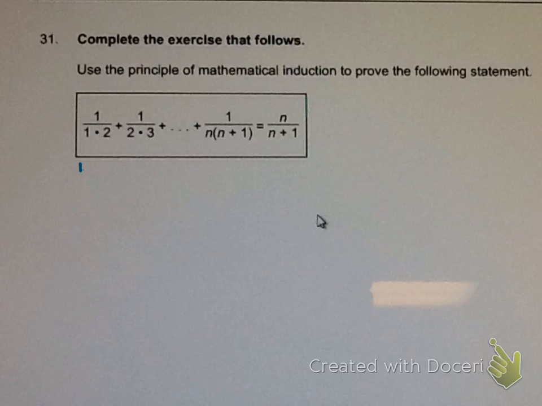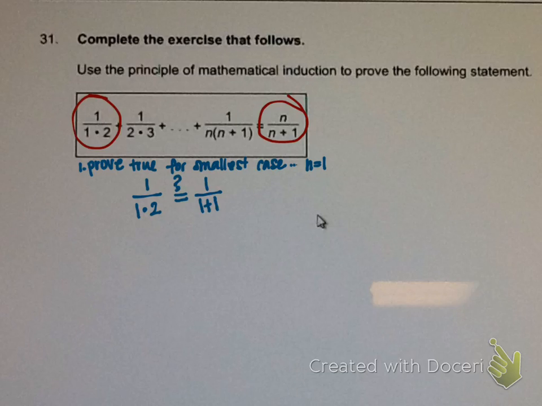Okay, we're going to do mathematical induction. There's basically 3 ideas behind mathematical induction. The first idea is that you're going to try to prove that it's true for the very smallest case, which in this case is n equals 1. So what I do is I write out the left side and the right side of that equation, and I basically try to prove it's true. That's why there's the question mark.